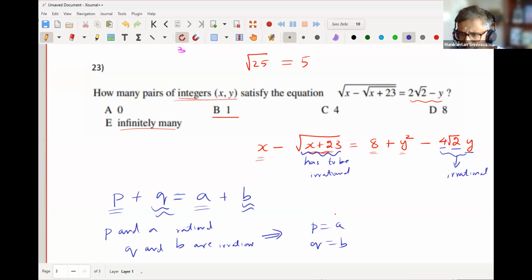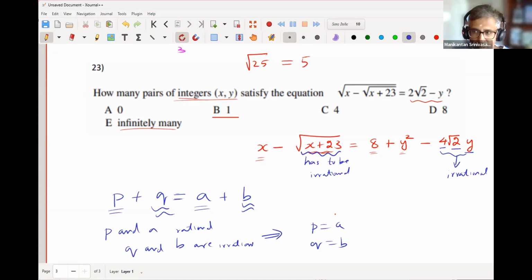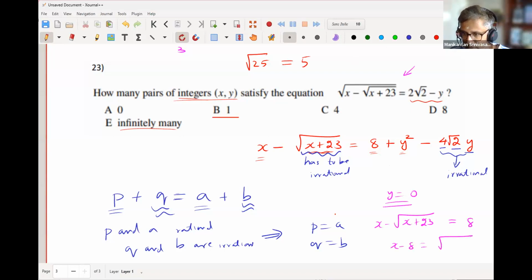So what are we saying then? Minus of square root of x plus 23 is matching. First, let's eliminate the y equal to 0 possibility. Suppose y is 0, then the right-hand side is how much? In fact, we can just approach it here. If y is 0, then we have x minus square root of x plus 23 has to be equal to 8. So which means x minus 8 has to be square root of x plus 23.